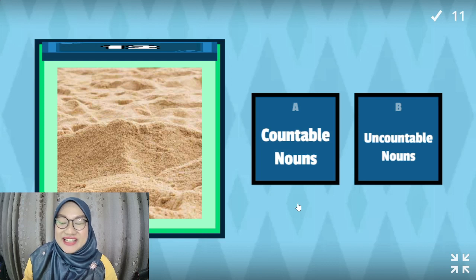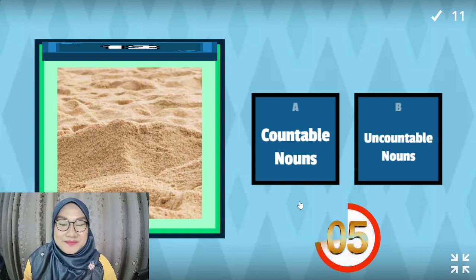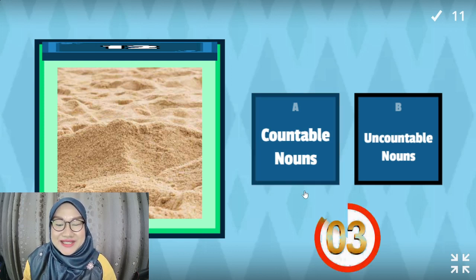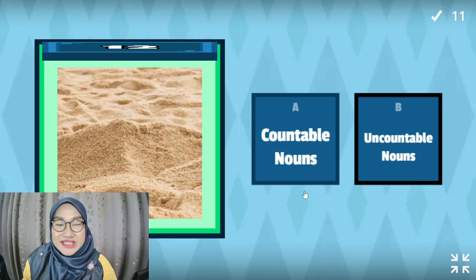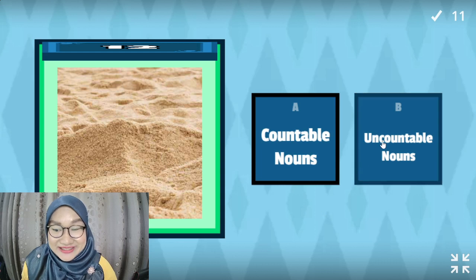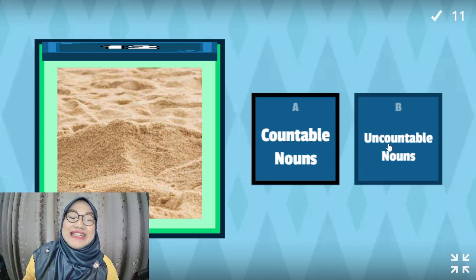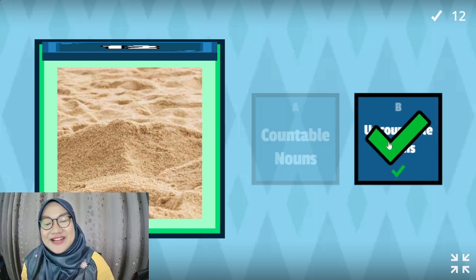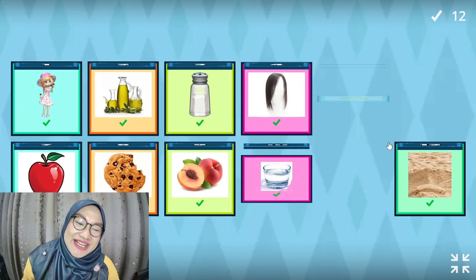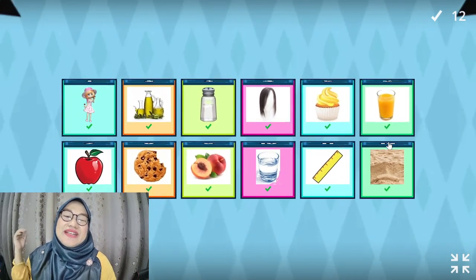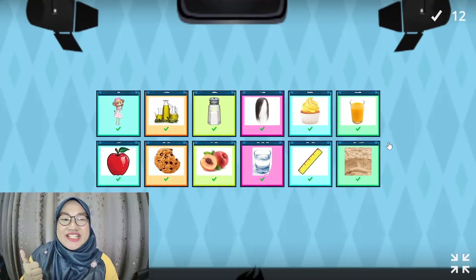And the last one, number 12. Countable or uncountable? What do you think? Sand. It's impossible to count sand, right? So it's an uncountable noun. Very good, everybody. If you managed to get all the answers correct, good job.